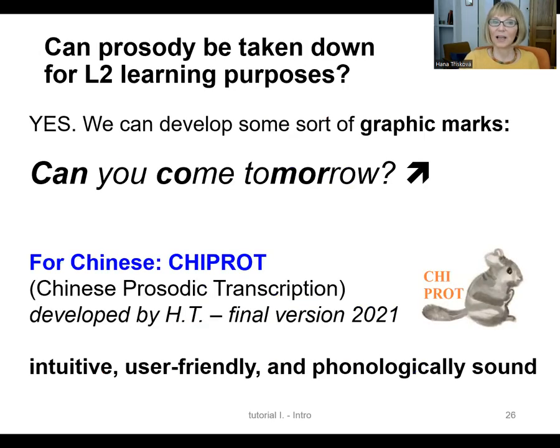So the question is, can prosody be taken down somehow for second language learning purposes? Yes, we can develop some sort of graphic marks. For instance, we can put stressed syllables in bold, or we can add arrows at the end of the utterance to show whether the overall pitch falls or rises. And for Chinese, we have CHIPROT. This system was developed by myself in the course of many years, and its final version was introduced in 2021. And I hope it is intuitive, user-friendly, and phonologically sound.